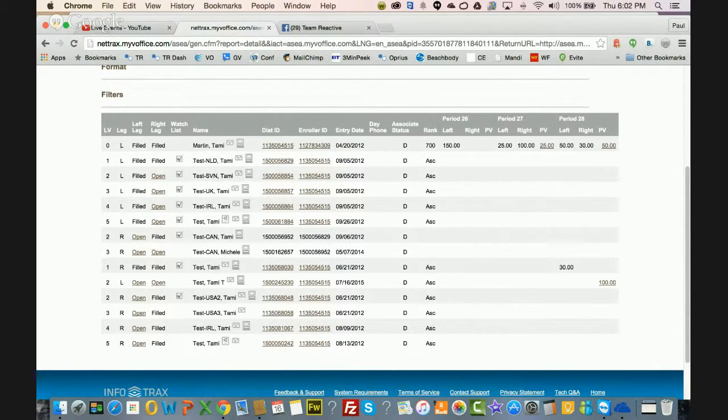Okay, leg means are they on your left or your right? So 0 is you, or the person that you're looking at the top there of this tree. 1 means it's the person directly beneath that person. 2 means it's the person directly beneath the 1 person, right? 3 is directly beneath the 2 person, etc. So 3, 4, 5.